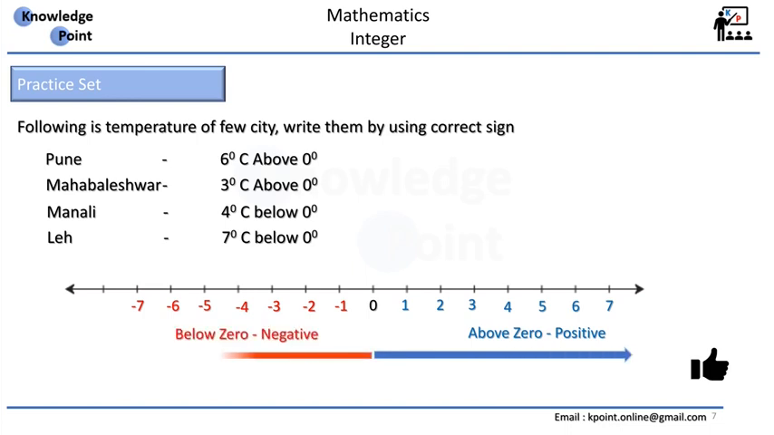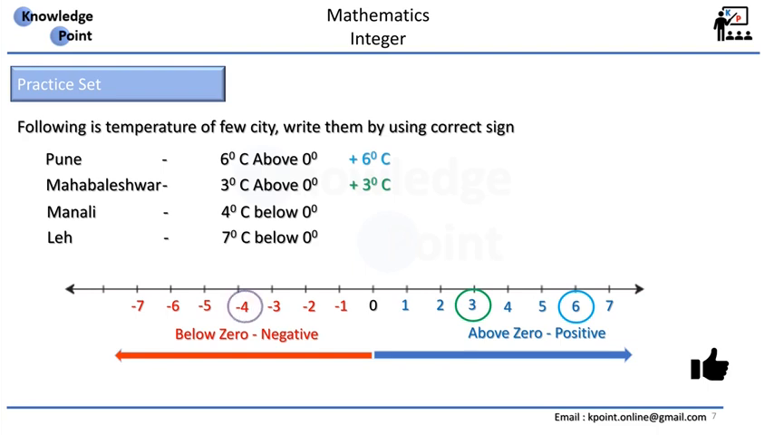So you can see here, above 0 naturally is a positive number, so it comes to the right hand side, and below 0 is a negative number which comes to the left hand side of the number scale or number line. Now we need to identify. The first is Pune, 6 degrees above 0, so it's a positive number and we have circled it here. Similarly, Mahabaleshwar is 3 degrees positive, so we circled it here.